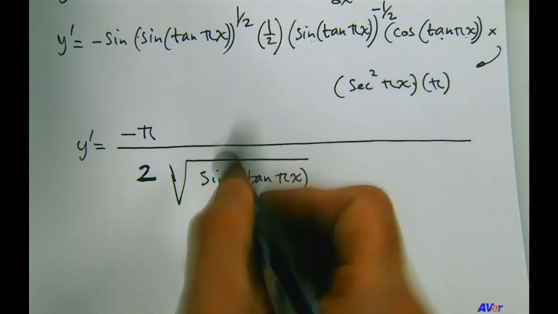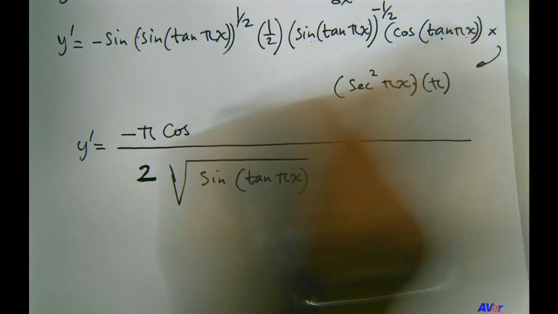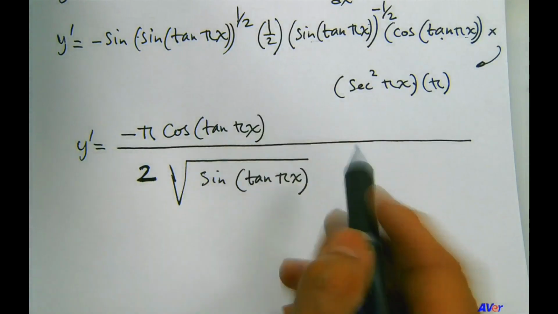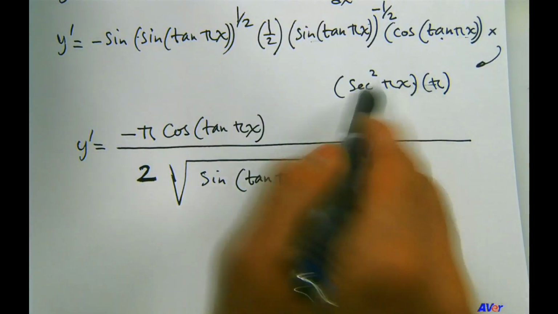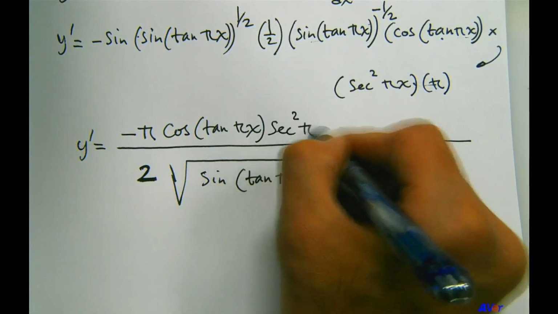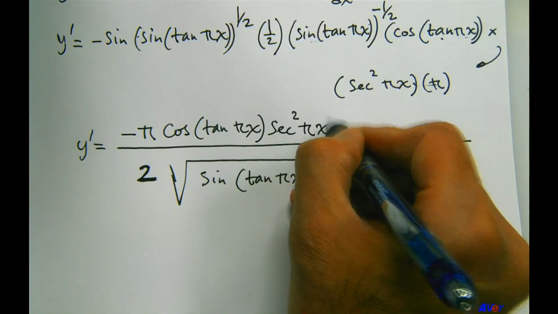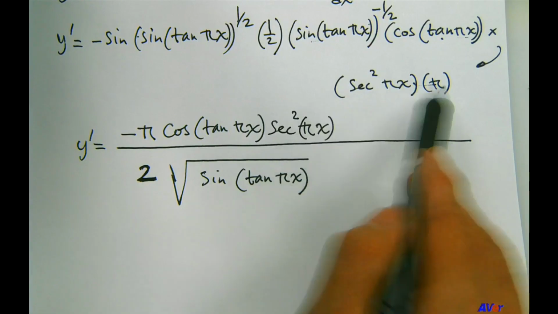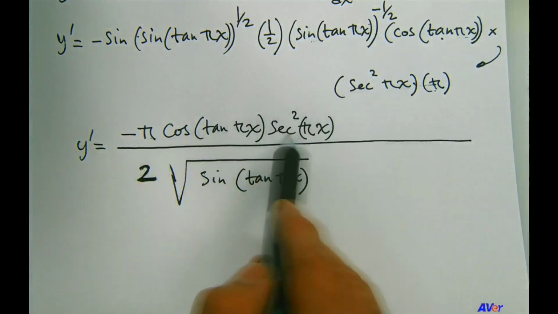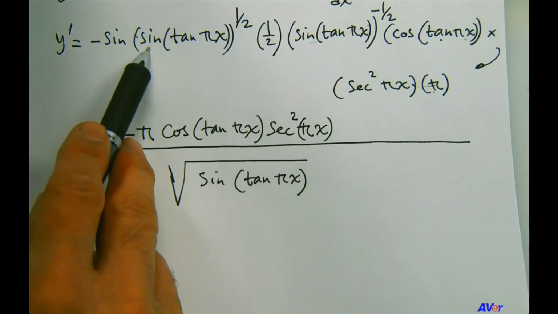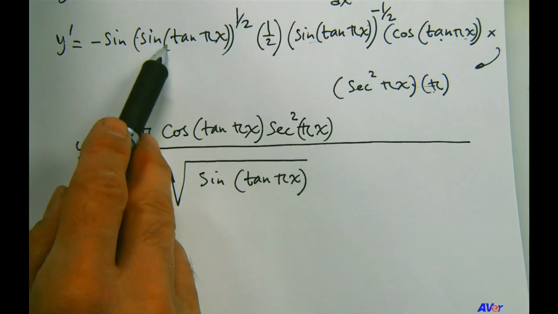Let's put that also. So cosine of tangent pi x, times, let's put that also, secant squared pi x, and then we've taken care of these. The pi is in the beginning. We took care of that. We've taken care of that, and then this and this and done, and then we're left with this one, right?